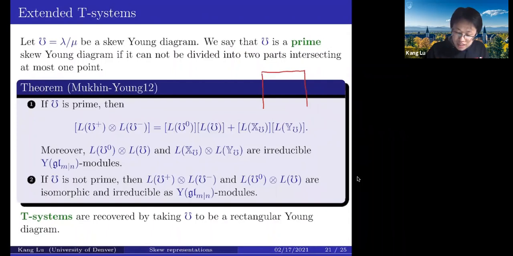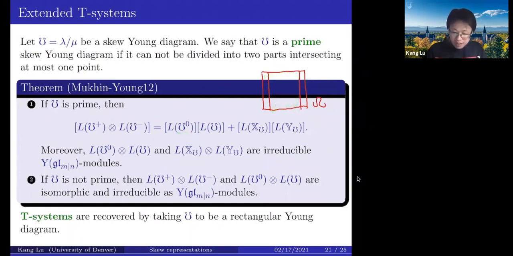So for example, I can consider a rectangle. This is my original omega. Now let me define omega plus, omega minus, omega zero and all these objects involved here. Omega plus means I just consider this sub part, so I just remove the leftmost column. Then for omega minus, I just remove the rightmost column. Then what is omega zero? Omega zero is just the middle: you remove those two columns.